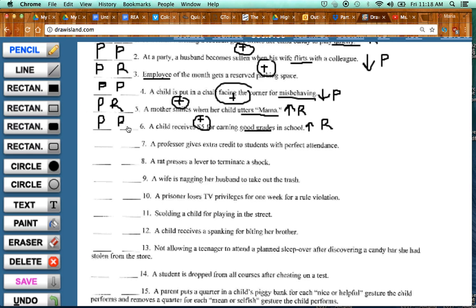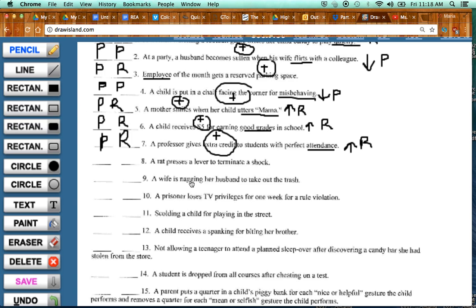Number 7, a professor gives extra credit to students with perfect attendance. That would be positive reinforcement because we want to increase the behavior of attendance going to the class, so the professor rewards them, gives a pleasant stimulus for going to class. I like the phrase pleasant stimulus. I think Skinner would have liked that. Excellent. All right, number 8.